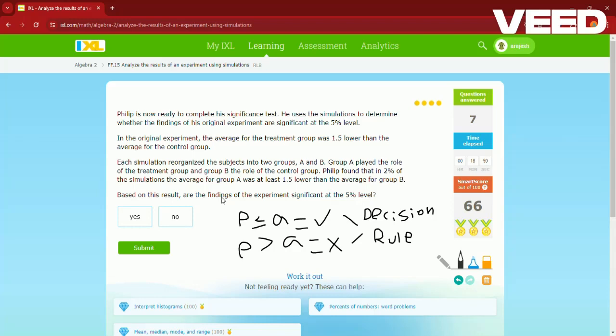Based on this result, are the findings of the experiment significant at the 5% level? So alpha in this scenario is 5%, and then the p-value is 2%. We discussed the decision rule when we previously did a similar question in part 1.4. So I'm going to say yes, it is significant because 0.02 is less than or equal to 0.05.